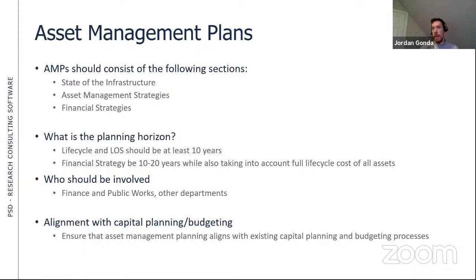The AMP, asset management plan, is a kind of a long-term plan. It looks at what the levels of service are going to be in the next 10 years. What are things going to cost in the next 10 to 20 years? It's a very tactical document because it speaks to the current state of our assets, and it lets us know how our services and costs will be impacted based on how we're operating. Again, it should involve everyone in the town, finance, public works, other departments, and it should align with our capital planning.